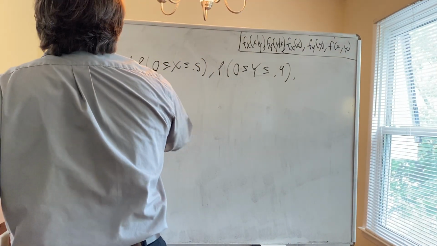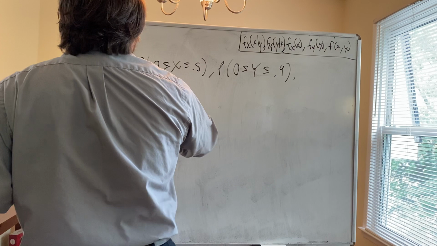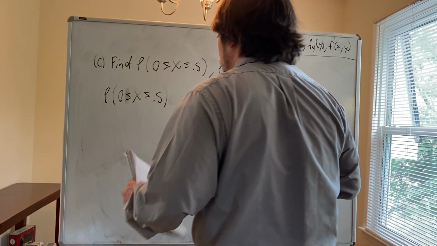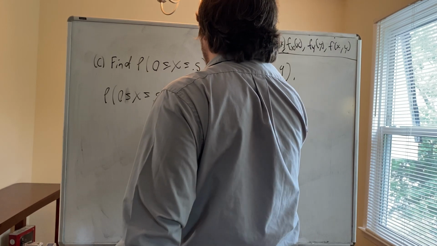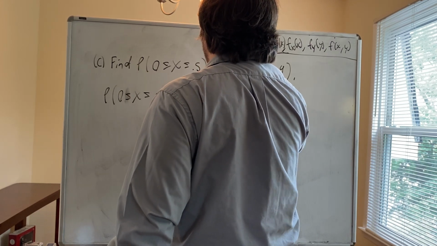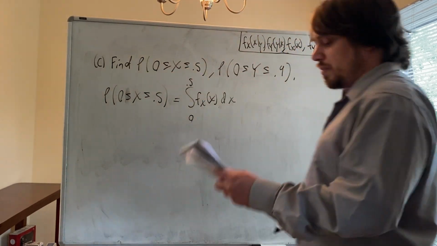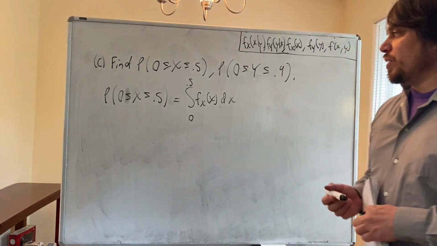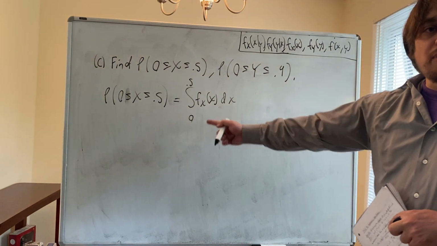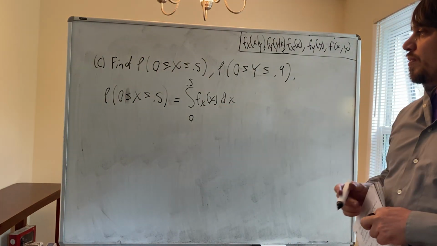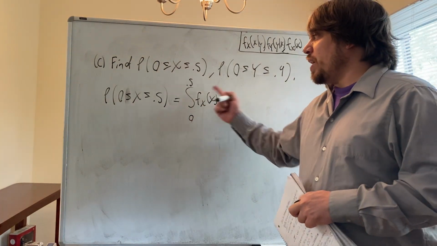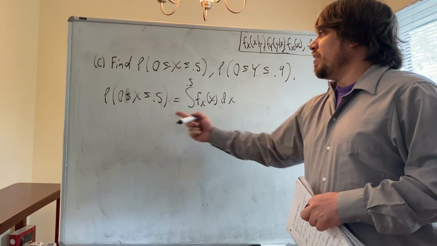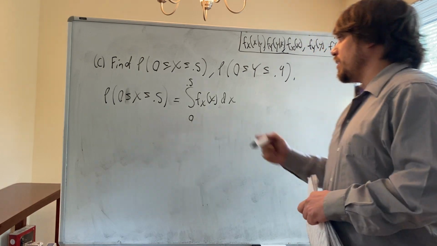The probability that 0 is less or equal to x less or equal to 0.5, I wrote this in the last video. This is equal to the definite integral from 0 to 0.5 of f sub capital X of x dx. It's a probability of a range of x values, and you can use the marginal probability density function of x, of continuous x, in this way to calculate that.